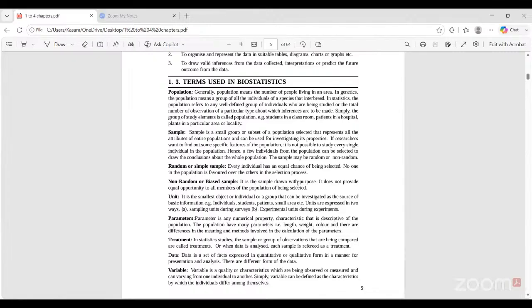If it is not possible to study every single individual in the population, a few individuals from the population can be selected to draw conclusions about the whole population. The sample may be random or non-random.